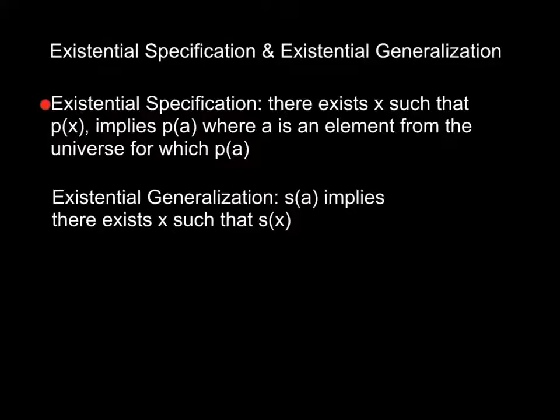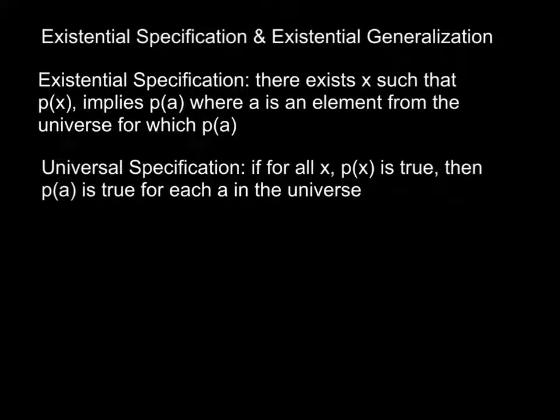The existential specification also is not that difficult. It's saying if you have the statement there exists an x such that p of x is true, well that means there's some specific element in your universe that you can plug in and you can get p of a is true. To see why the rule of existential specification has to be used with a little bit of care, we're going to compare it to the universal specification rule, which said if for all x, p of x is true, then p of a is true for each a in the universe. In other words, if we know p of x is true no matter what you plug in, then you can basically plug in any value a from your universe.